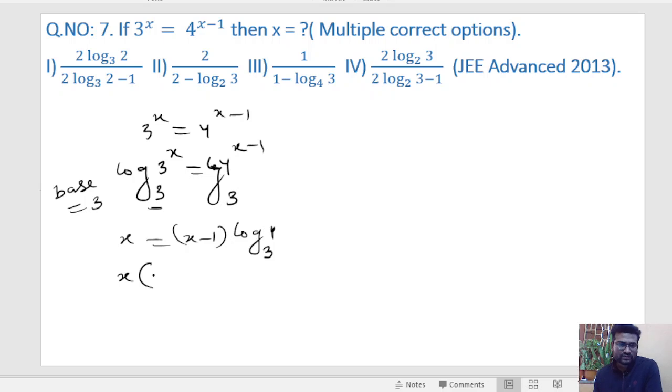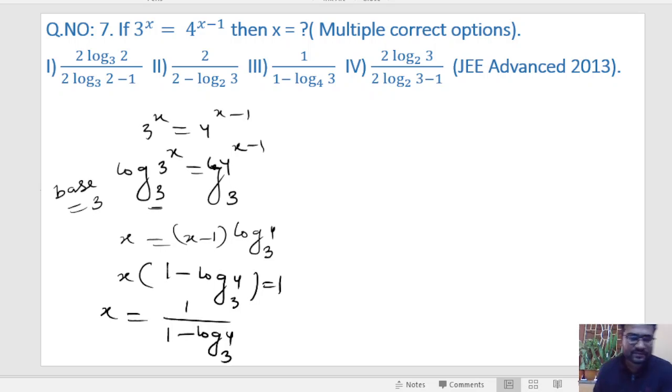x equals log 1 minus log 4 base 3 equals 1, and x equals 1 by 1 minus log 4 base 3. Okay, this is another option, and option 2.